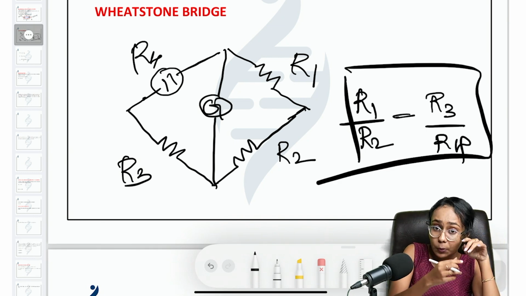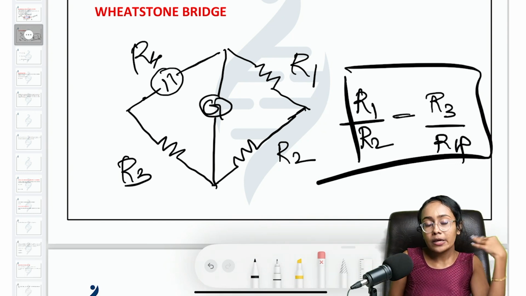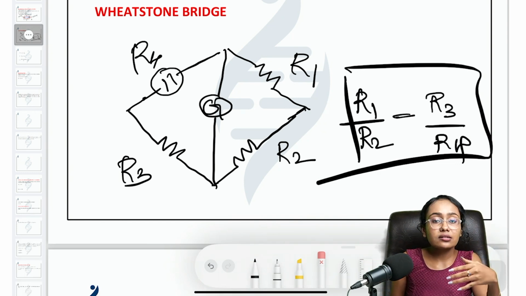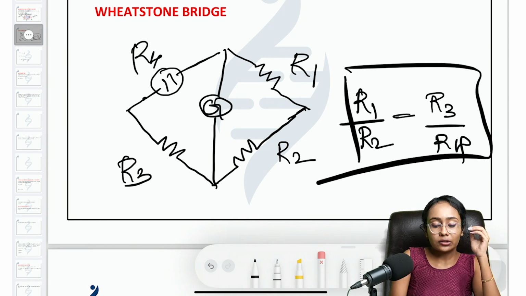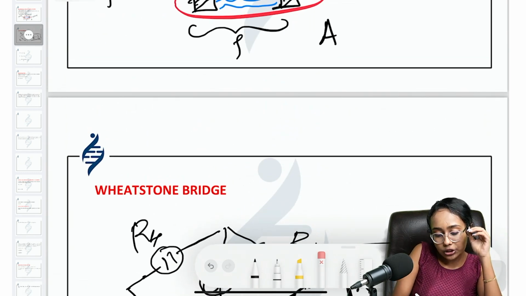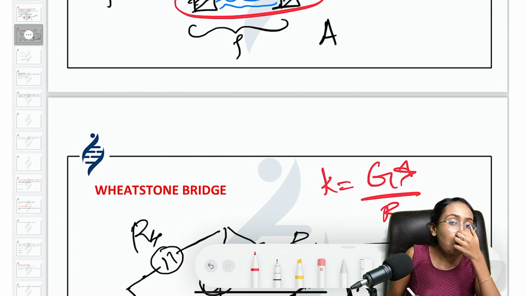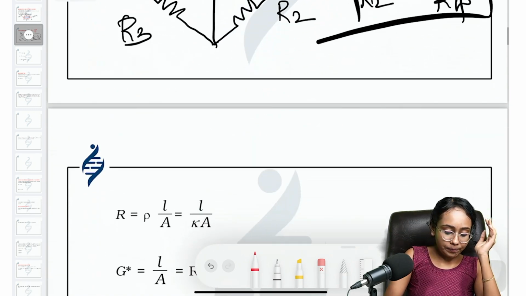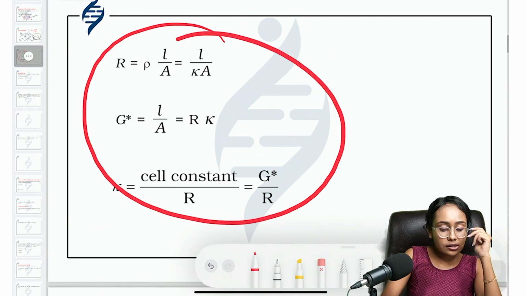R1 is a variable resistance, R2 and R3 are the other resistances, and R4 is the conductivity cell. Using this experimental setup, we can find the resistance of the ionic or electrolytic solution, and from that we can substitute in the equation conductivity K equal to G star by R, where G star is the cell constant, L by A. All these equations are written here. I've already discussed it.